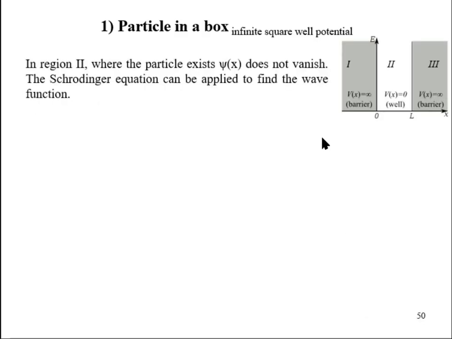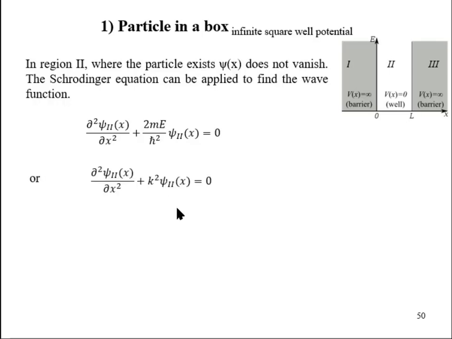Now, let us apply the Schrödinger equation to find psi 2 in region 2. Here, V is 0. So, the second term of the Schrödinger equation becomes 2mE by h bar square psi 2(x). This is a second order differential equation which is easier to solve if the factor of the second term is the square of some number. Let this number be k, where k is given by this equation. Now the solution can be written in terms of sine and cos of kx.